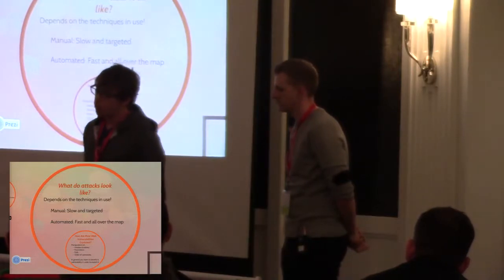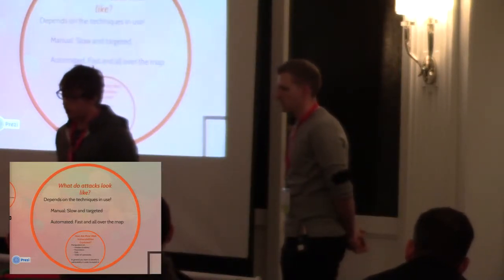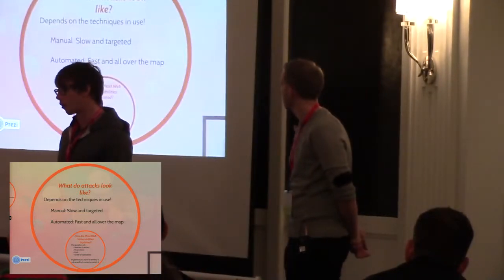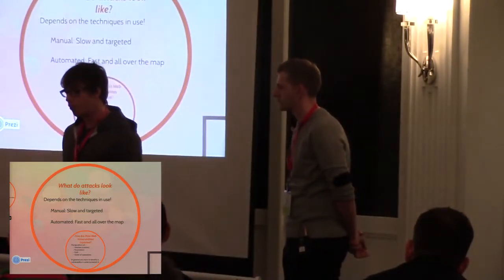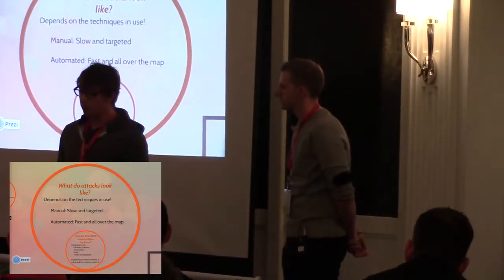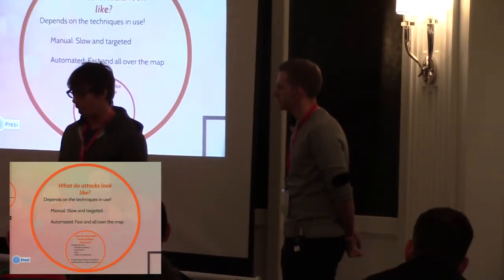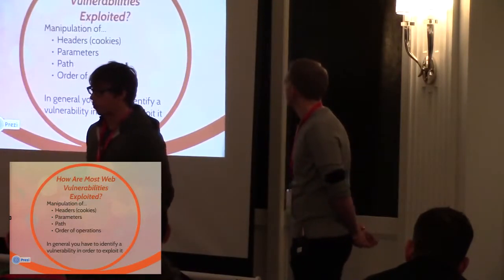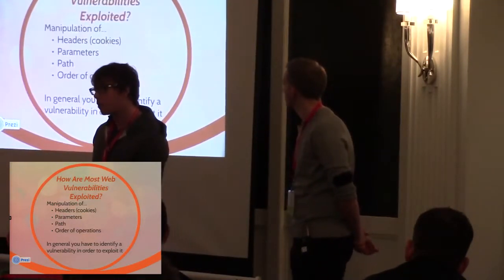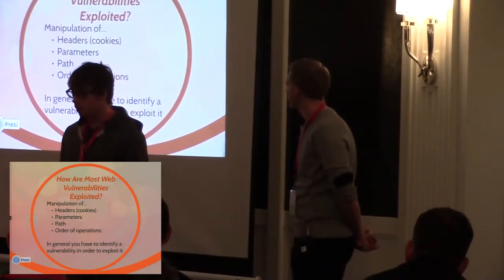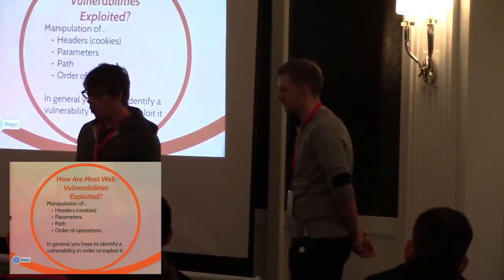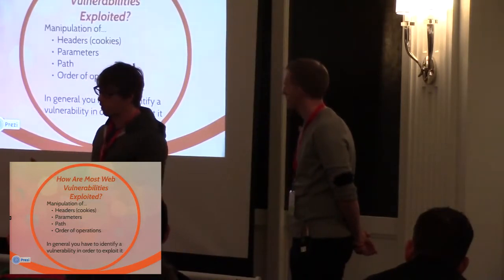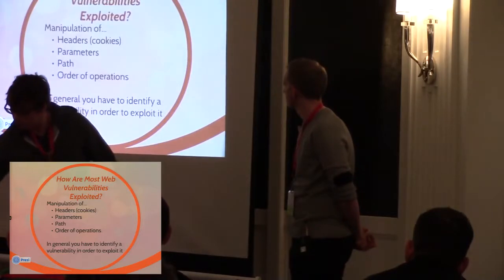And so one of the things I want to do is take a look at what attacks actually look like. It really depends on the techniques in use. If we break attacks into two categories, let's say manual and automated: manual attacks are slow and targeted, and automated attacks are fast and all over the map, right? So how are most of these web vulnerabilities exploited? In both circumstances, it's really a manipulation of headers and cookies, parameters, path, order of operations, and the steps at which you're assessing the application. In general, you really have to identify a vulnerability in order to exploit it.